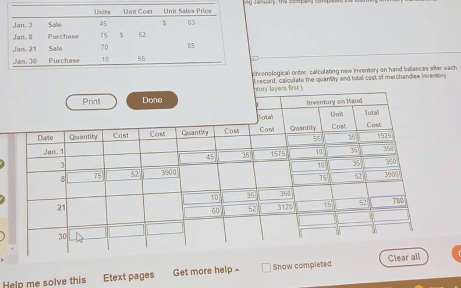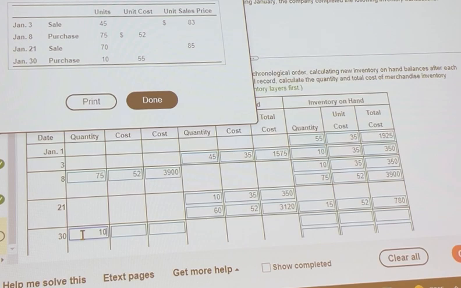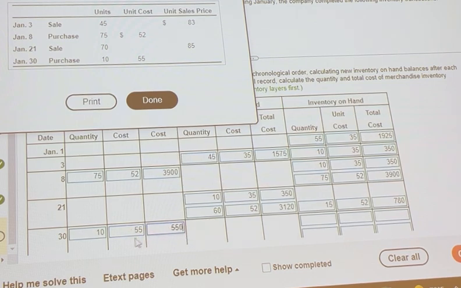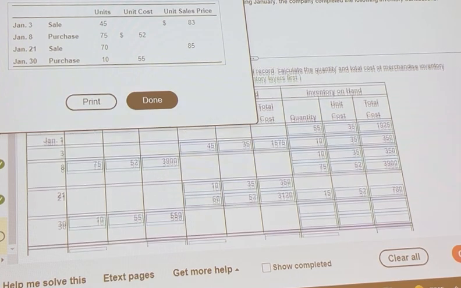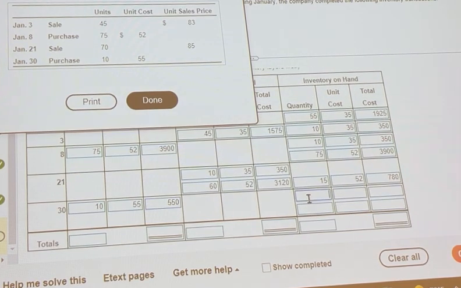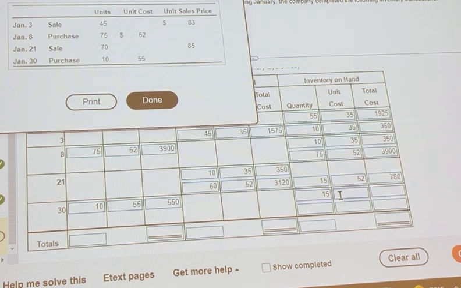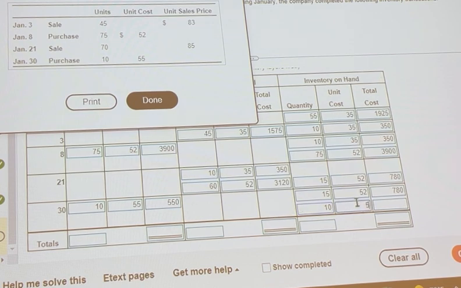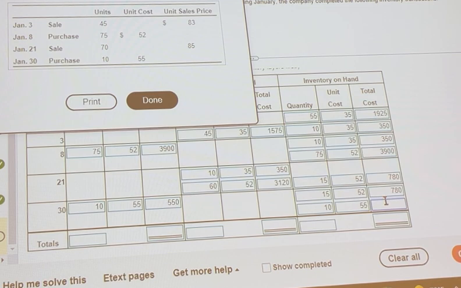And then on the 30th, we made another purchase, 10 units, $55 each, total dollars of $550. And then we'll have 2 layers of inventory. So the first layer we copy down from above, 15 units, $52 each, total is $780. And then the other layer we copy across from the purchases, so 10 units, $55 each, $550.